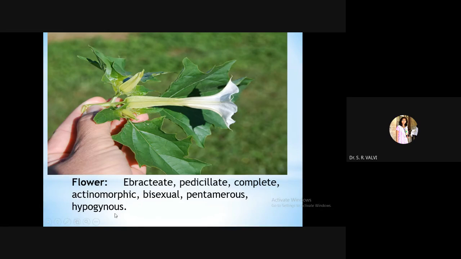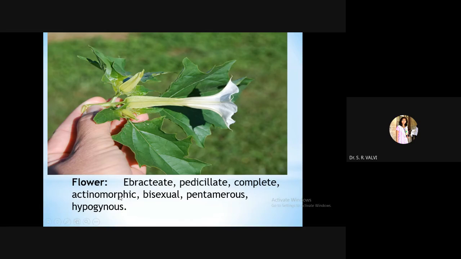Now the next term is hypogynous. Hypo means below, gynous means gynoecium, meaning from below the ovary, the rest of the floral whorls are coming out, hence your term is hypogynous. Getting? So these are the terms which are very important. And see students, if the term hypogynous is coming, then the ovary is compulsorily superior. So please do remember this.